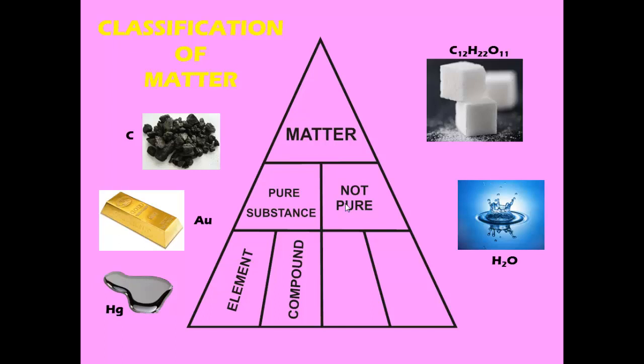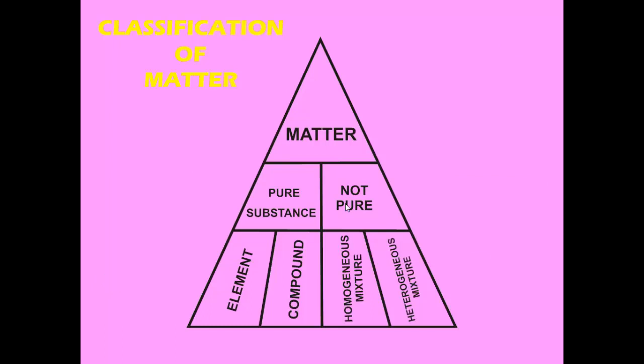You'll notice that there are two empty categories under the not pure heading. We need to fill those in. There are two types of substances that are not pure. One of them is called a homogeneous mixture, and the other a heterogeneous mixture. Those are some fancy words, so let's throw out some definitions for you.